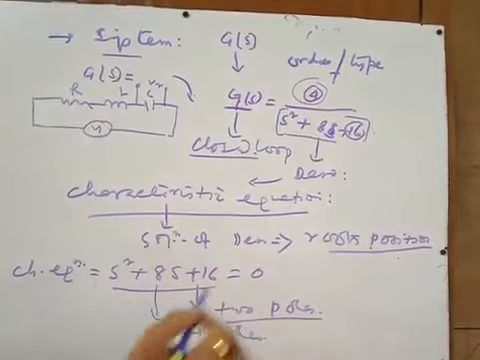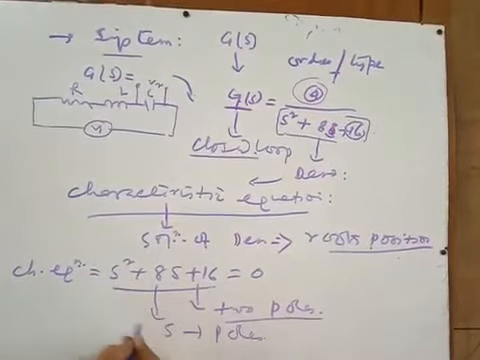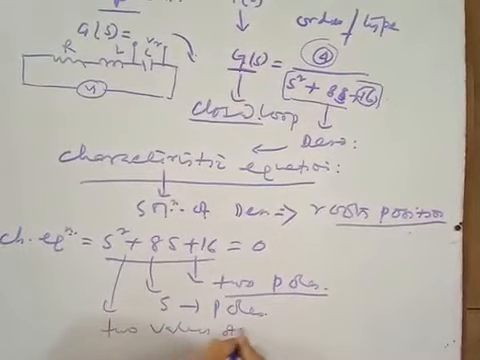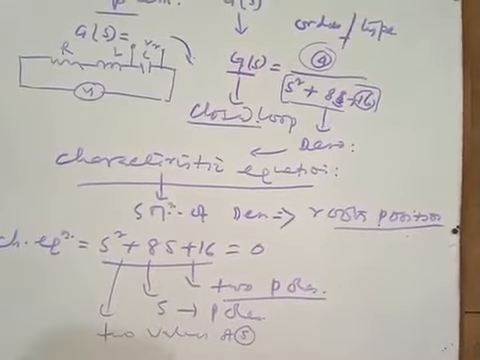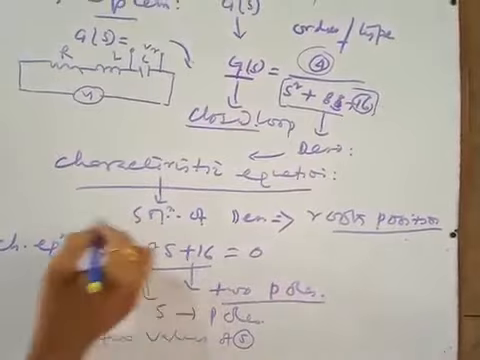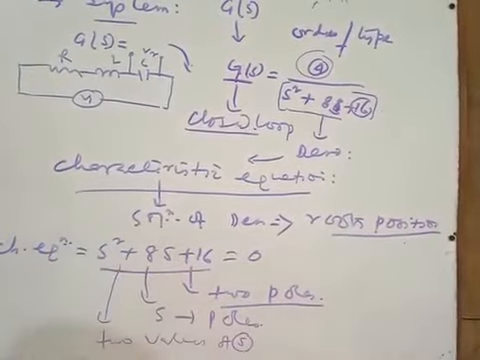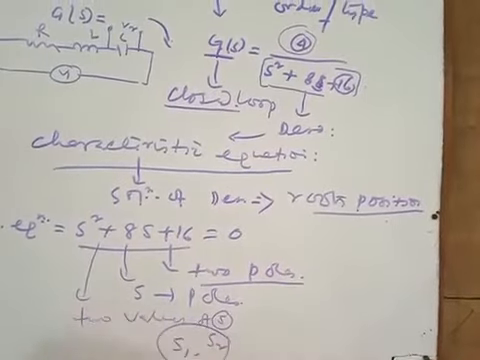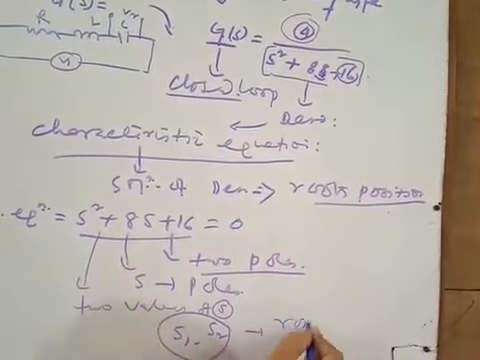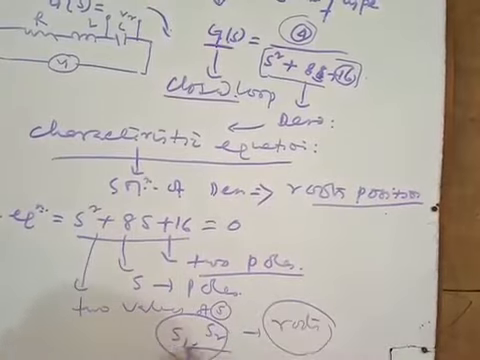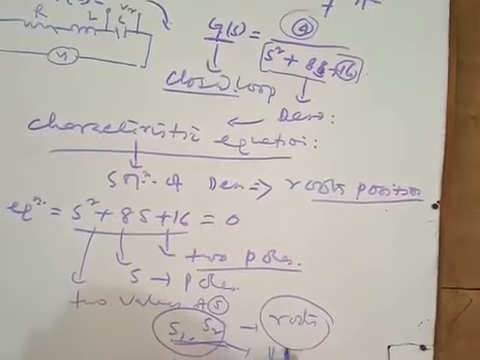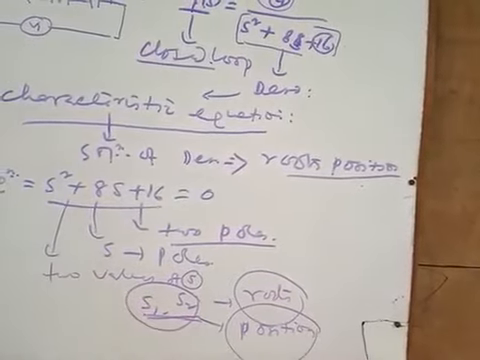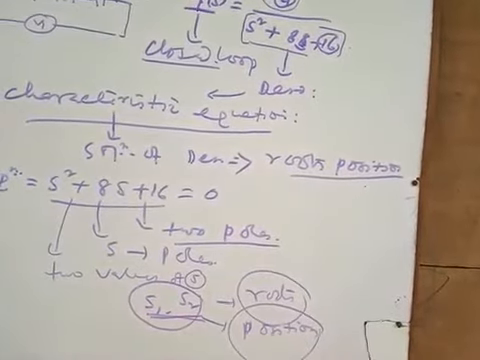Now if you solve this, what do you get? Two values of s. Using the Sridhar formula you will get, say, s1 and s2. These are known as the roots, and the position of these two is very important for us to get the performance characteristics of any system.